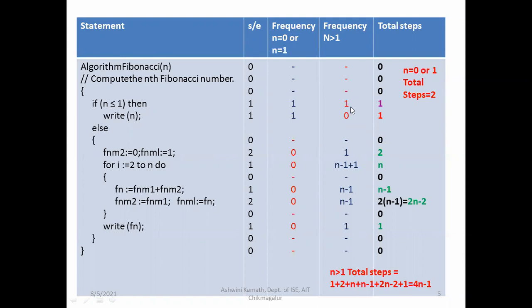Then in the else part, we have two statements. This will be executed one time. Okay, both the statements will be executed one time. And then for i is equal to 2 to n do, it will be executed n minus 1 plus 1 time. Okay, n minus 1. Why n minus 1? Because it is beginning from 2. Okay, 2 to n time it will execute for true cases, and 1 time it will execute for the false case. So n minus 1 plus 1 means nothing but n.